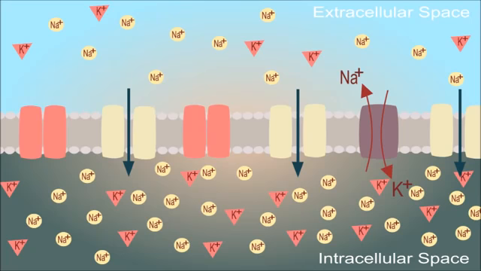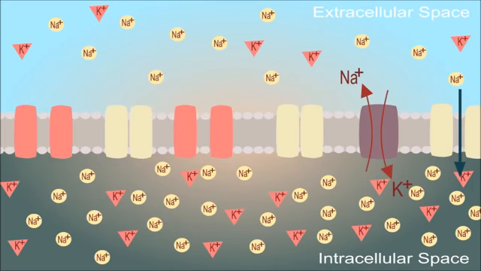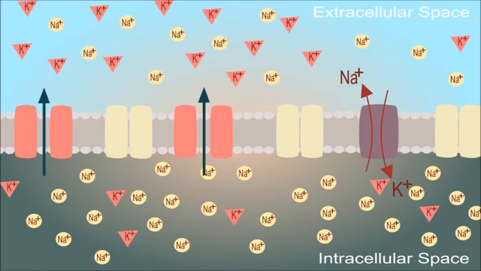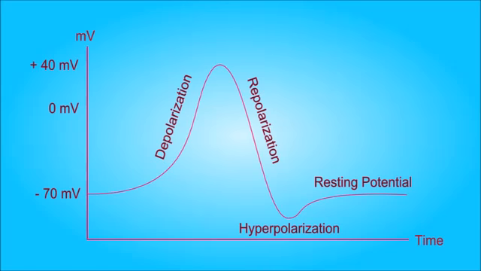Shortly after the channels have opened, they will close again, and potassium channels will then open, letting out positive potassium ions to recreate the negative environment inside the neuron and the positive environment outside. This happens at around plus 40 mV and causes a repolarization where the intracellular space becomes negative again.